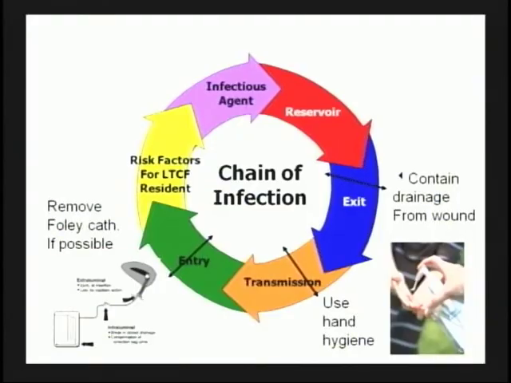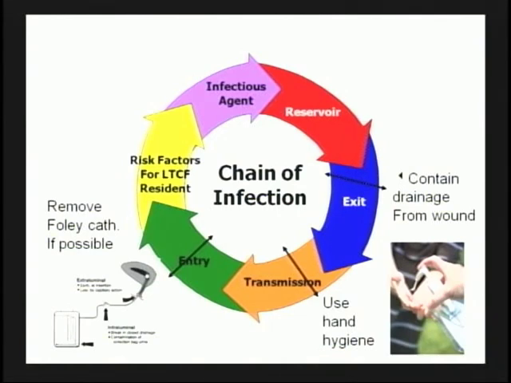So for this example we just talked about, one area where we might break this chain would be the exit, so it's leaving that one resident A. If we had good containment of that skin drainage on resident A, we may be able to prevent contamination of our hands, but also maybe the environment. So that would be an example of one place we could break this chain of transmission.